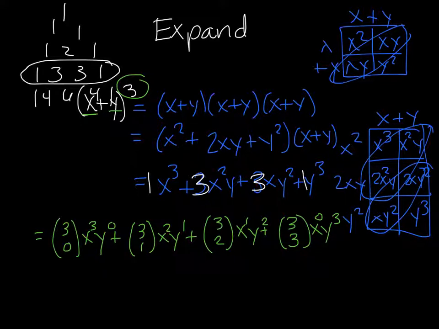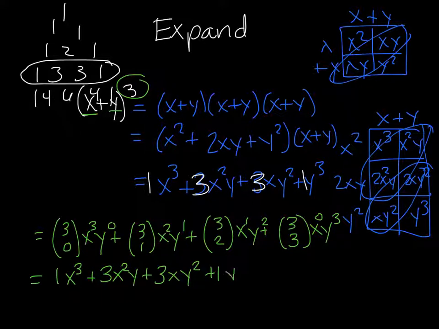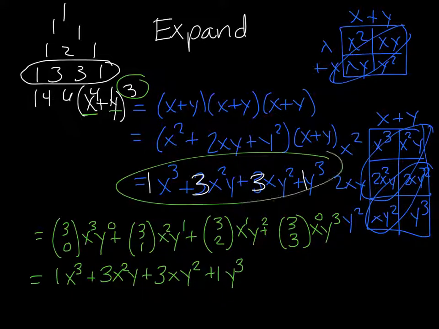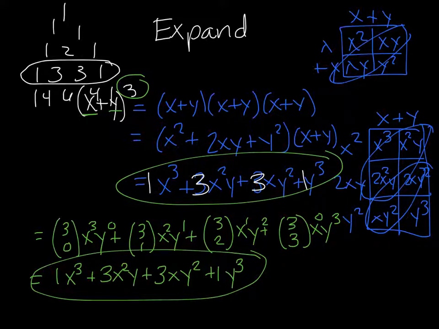So I need to simplify it. If I use a calculator, 3 choose 0 is 1. I have x cubed, and then the y to the 0 is just 1, so I don't need to write that. And 3 choose 1 is 3, x squared, y. 3 choose 2 is 3, xy squared. And 3 choose 3 is 1, x to the 0 is 1, and then y cubed. And so I get the same thing as I got before, only I didn't have to do all those boxes.